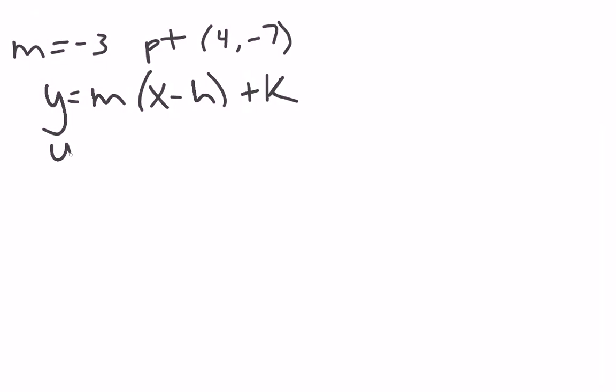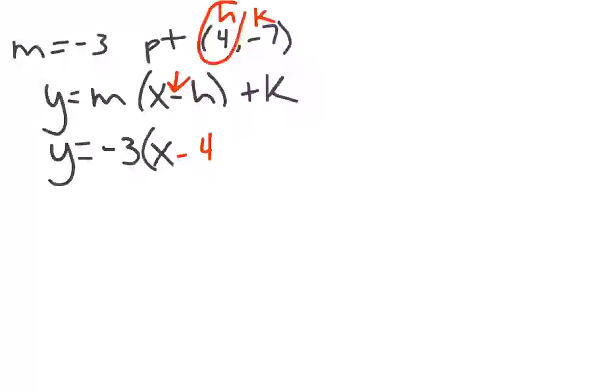Okay, so in this problem, my m is -3. So I substitute that x. Remember that your point gives you your h and your k. The minus in the formula means opposite, so the opposite of +4 would be -4, parentheses, and we're going to keep our k, so keep it as a -7.